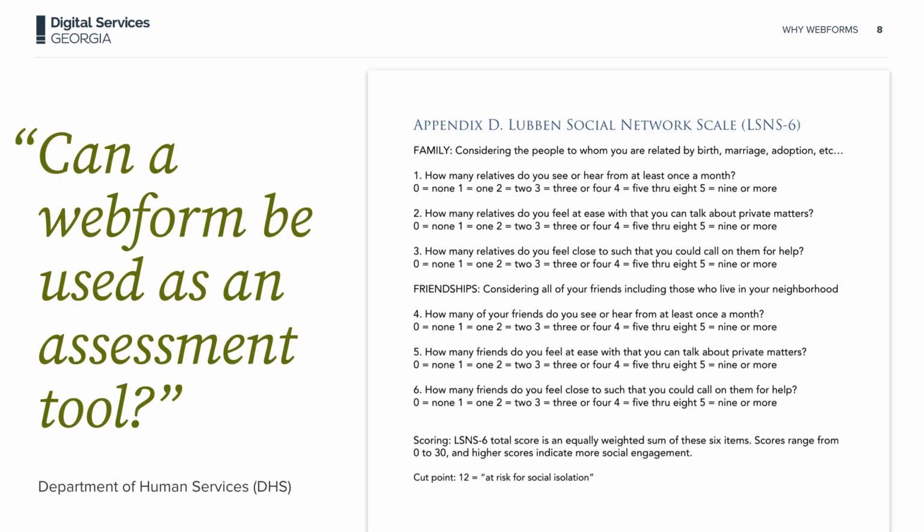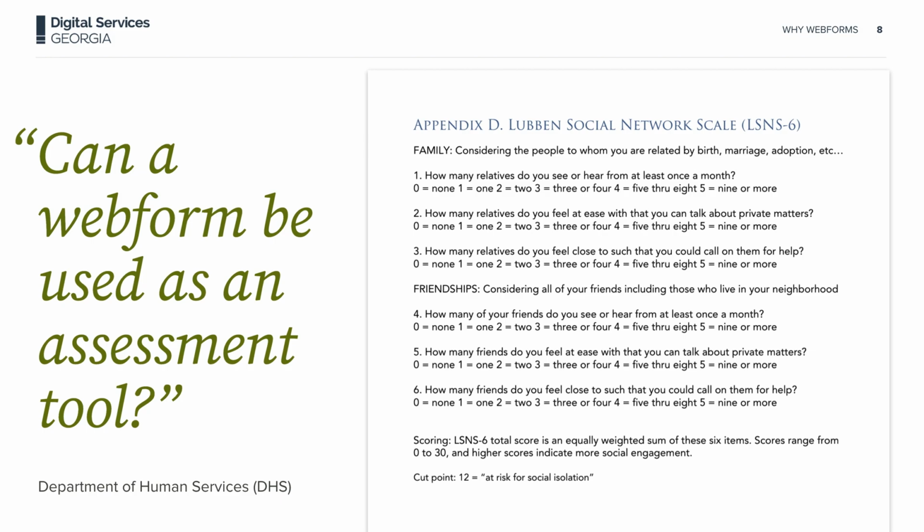So, for example, the Department of Human Services came to us asking if we could use web forms as an assessment tool. So this is for the Division of Aging Services website. And it is meant as a tool to help older adults figure out their level of risk in terms of social isolation. So they have these 6 prompts asking how many relatives do you see or hear from, how many do you feel at ease talking with about private matters? And so based on their answer, each prompt, they'll get a different score, and then you add up all of those scores to get your total result.